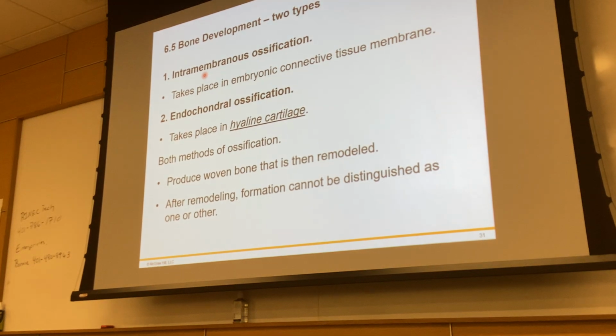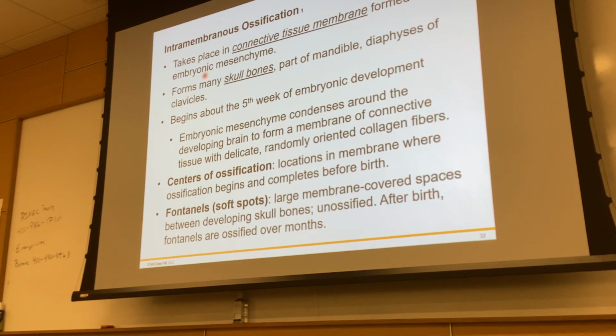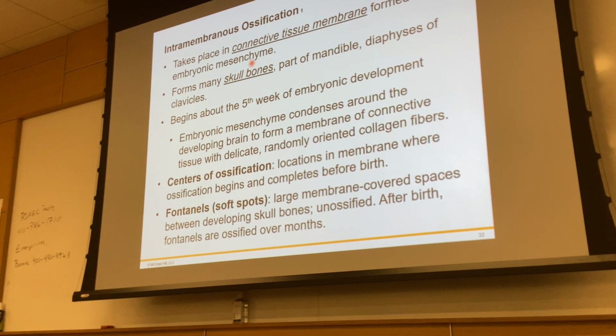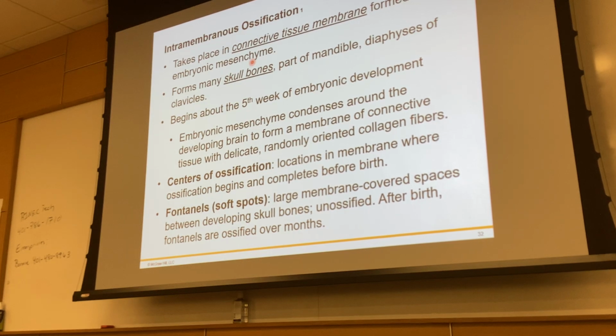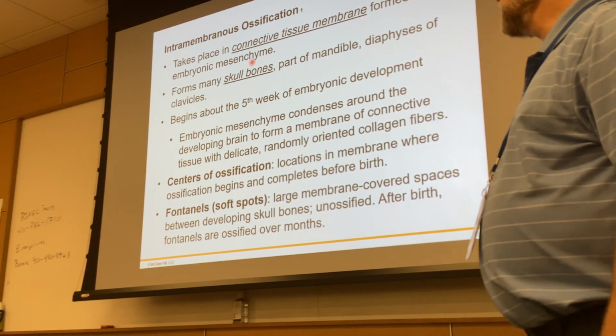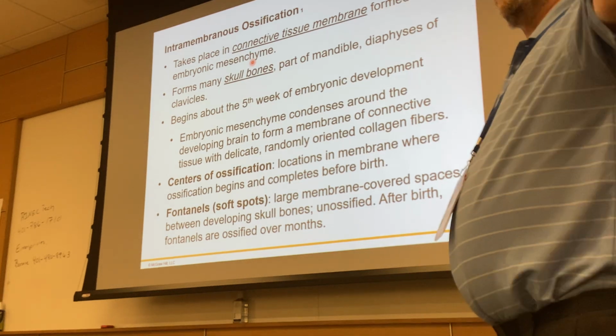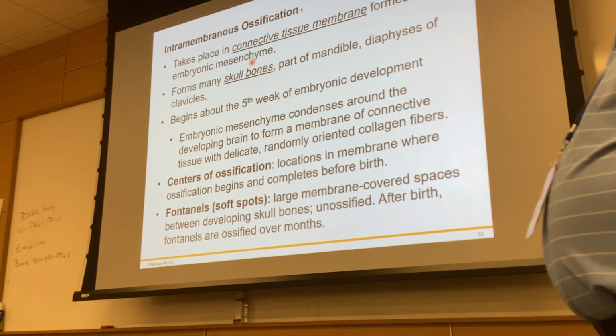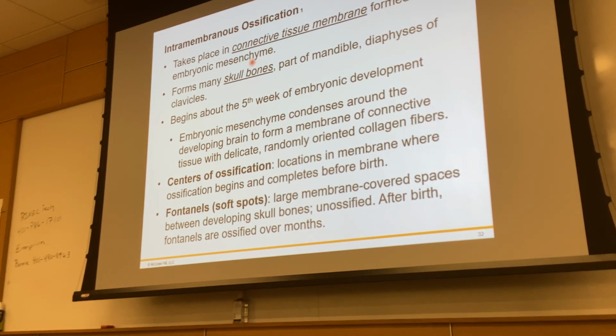So let's start talking about intramembranous ossification. It starts with embryonic mesenchyme, and if you remember, mesenchymal stem cells are a form of connective tissue. So this mesenchyme is the connective tissue that we're really focused on here. Most skull bones, in other words the frontal bone, the parietal bone, etc., are the ones forming through this intramembranous ossification.